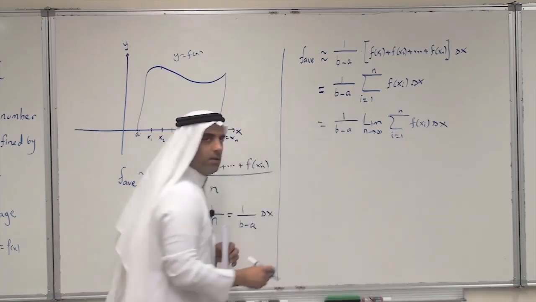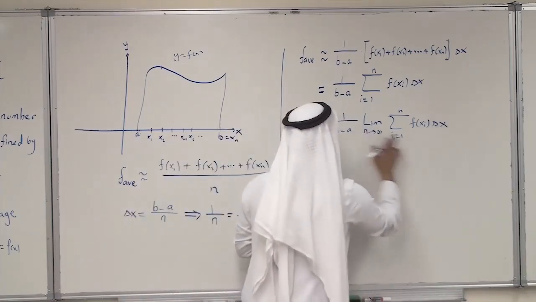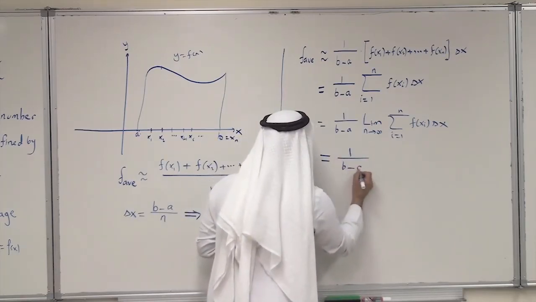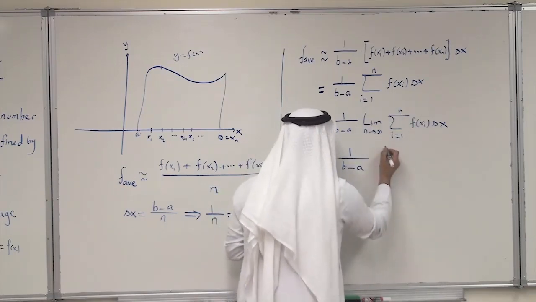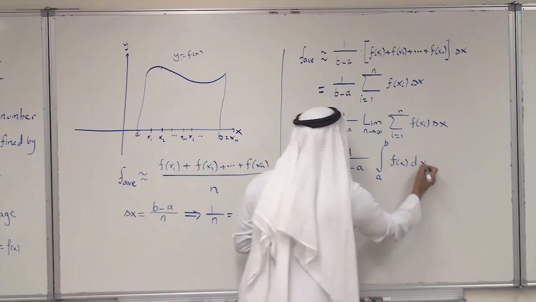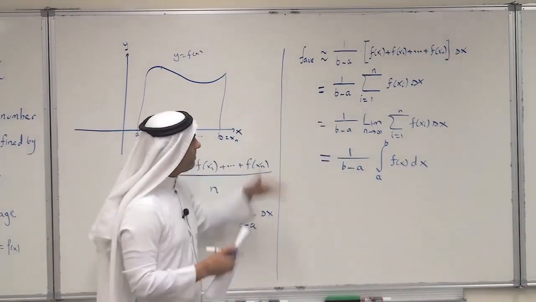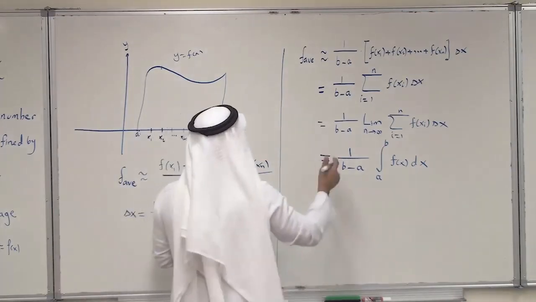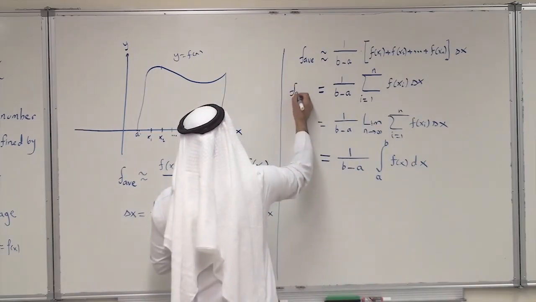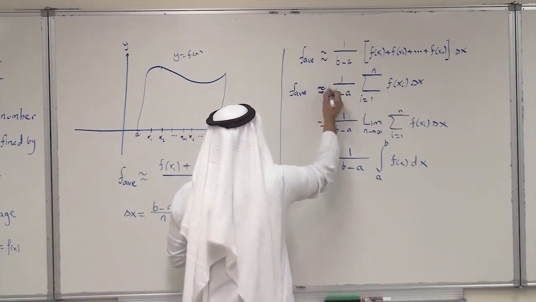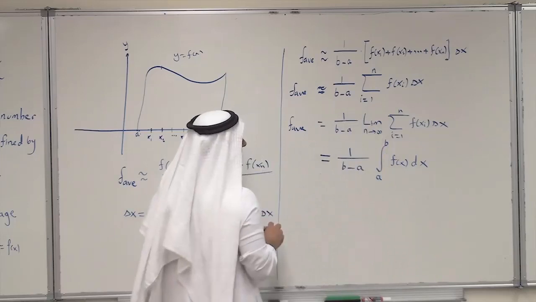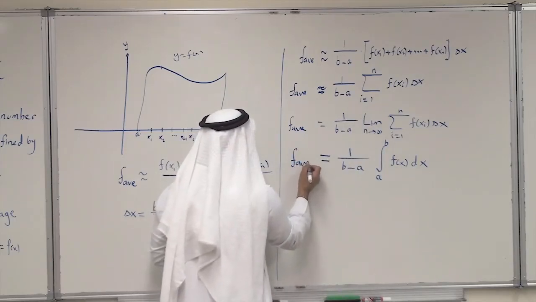Now, look at this limit here. What does it represent? By the definition of a definite integral, this limit of the summation is just the integral from a to b of f of x dx. So this will give me exactly the average of the function. Until now, here we have an approximation: f average is approximately equal to this. Once you take the limit, f average will be exactly equal to this. So at the end of the day, we have f average given by this.